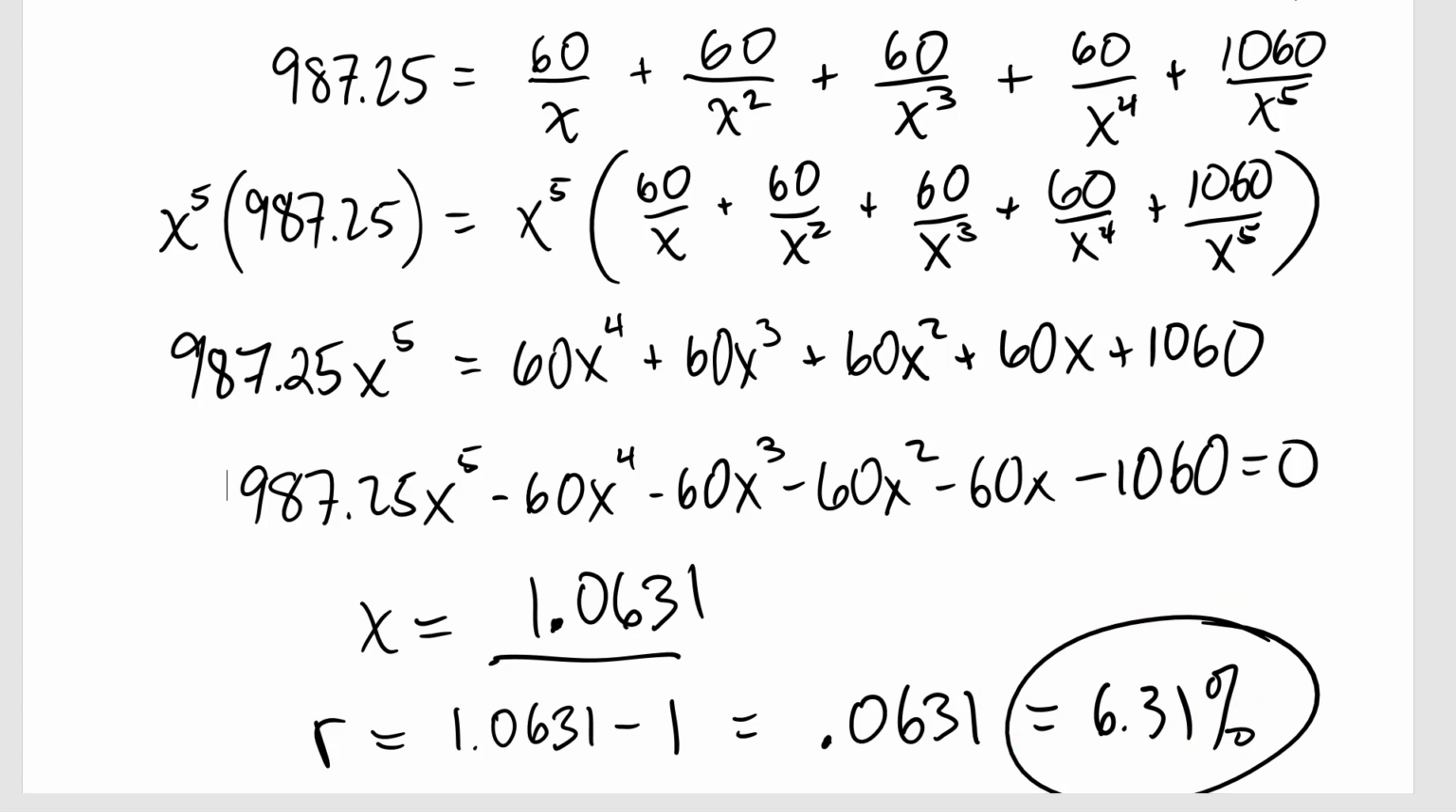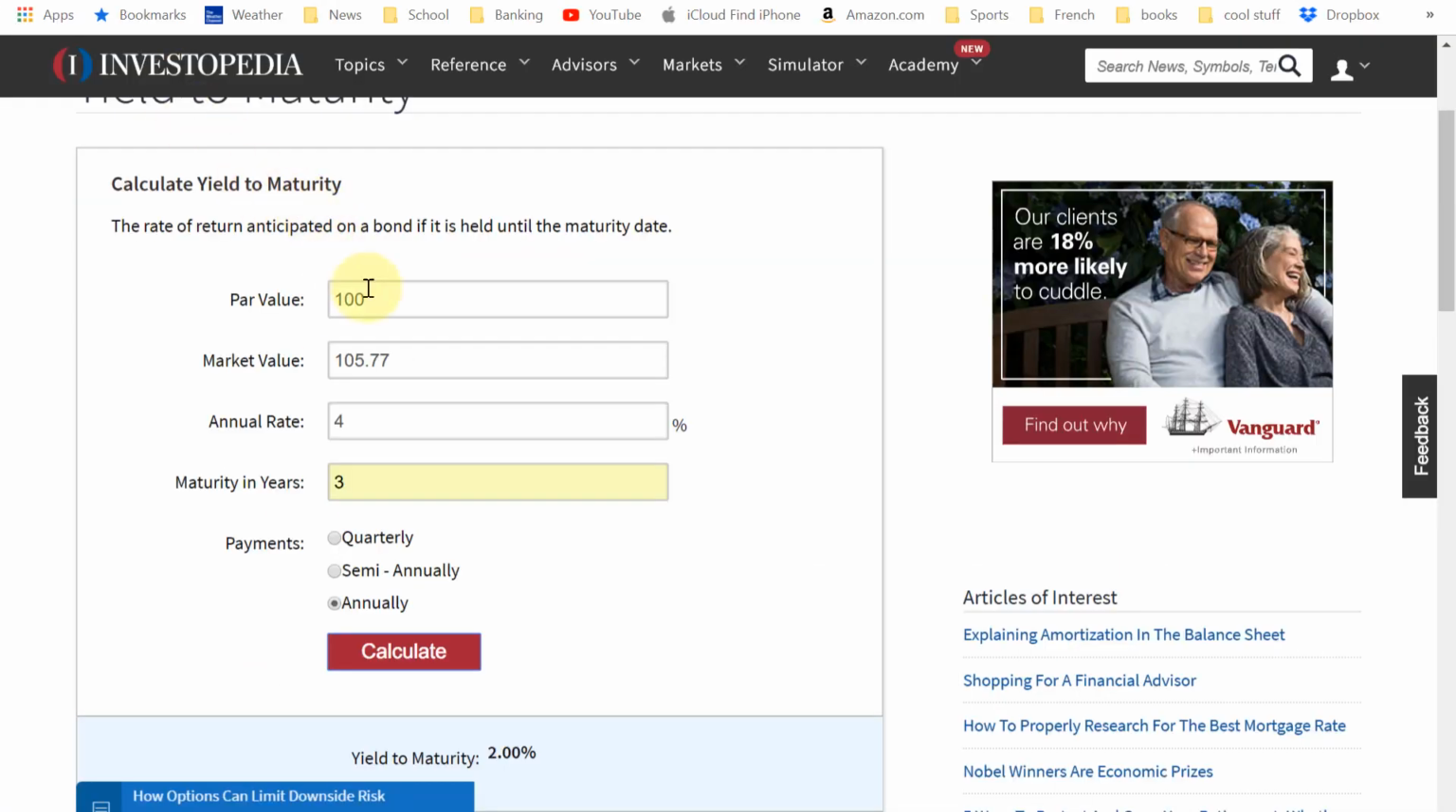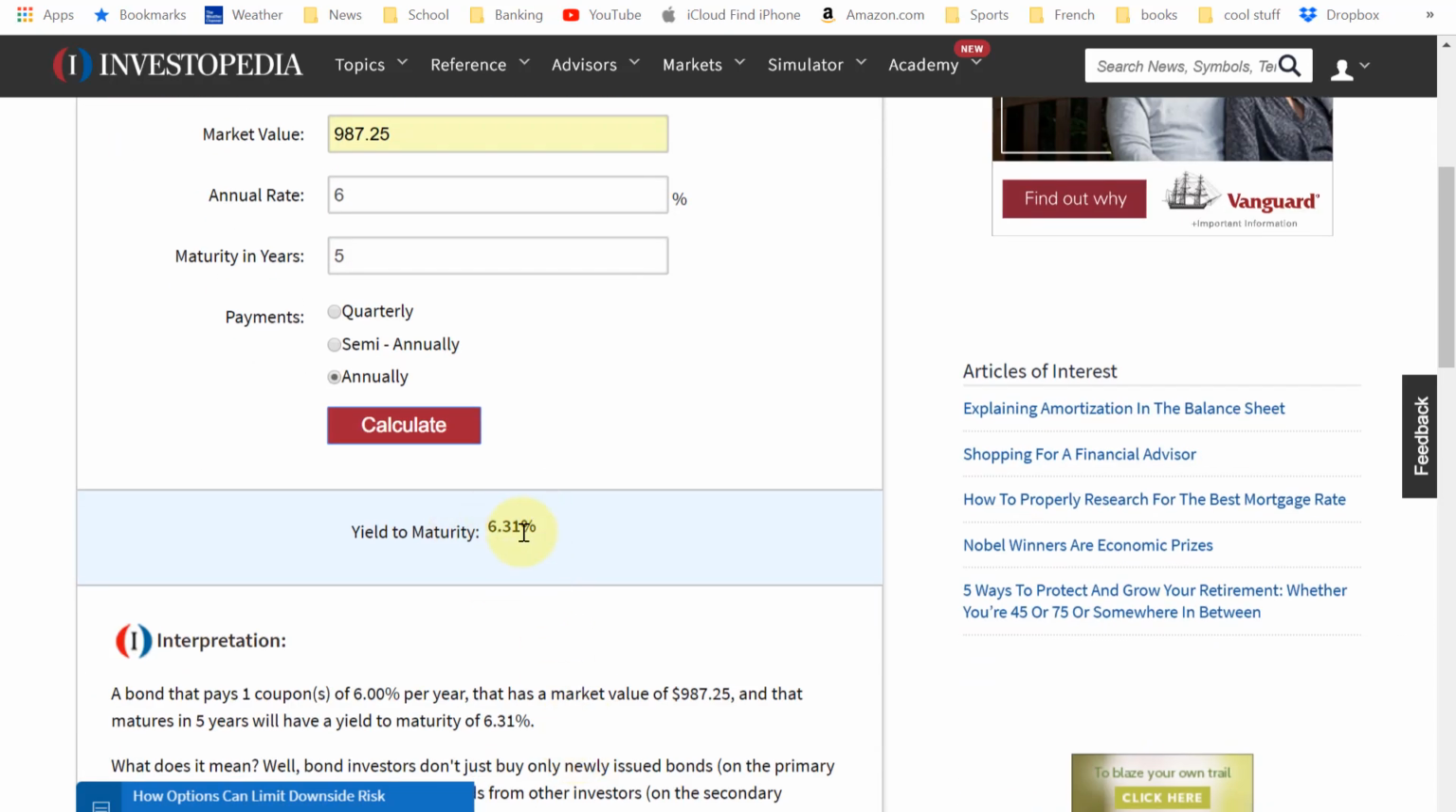Okay, let's check it with the Investopedia site. So $1,000 par value, market value 987.25. Annual rate was 6%, and it's 5 years to maturity. Annual payments. 6.31%. That's it.